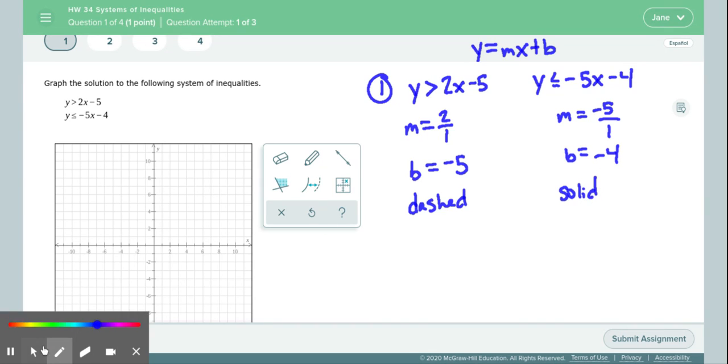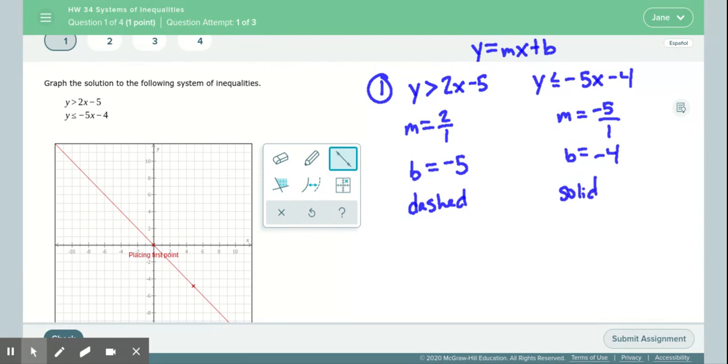All right, so then I'd come over here and I'm going to get my line tool and I'm going to have to graph both of these lines. So my first line has a y-intercept at negative 5. So I plot my point on the y-axis at negative 5. And then I move using my slope, which is positive. So I go up 1, 2, and then I always move to the right. So I go to the right by 1. I need this line to be dashed, so I'm going to get my dash tool and click on my line, and now it becomes dashed.